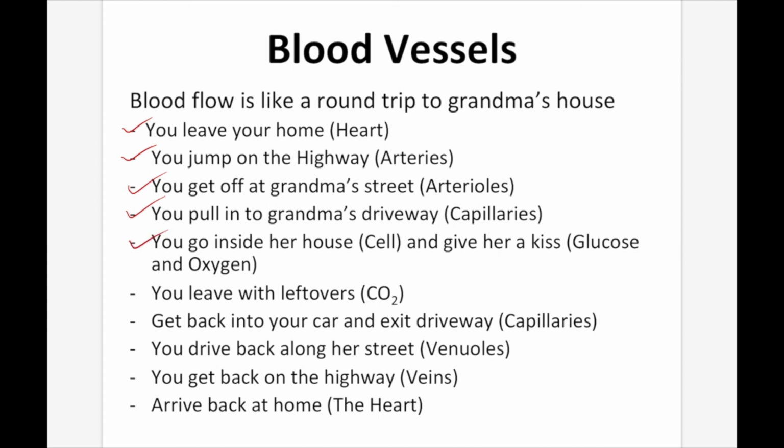You're going to leave with leftovers. That's like the carbon dioxide. Don't tell her, though, that you're equating this to the waste. Get back in your car, and you're going to exit her driveway, which is, again, the other side of the capillaries. You're going to drive along her street, the venules, back onto the highway going the other direction. Those are like the veins, and you're going to arrive back at your home, which is the heart.